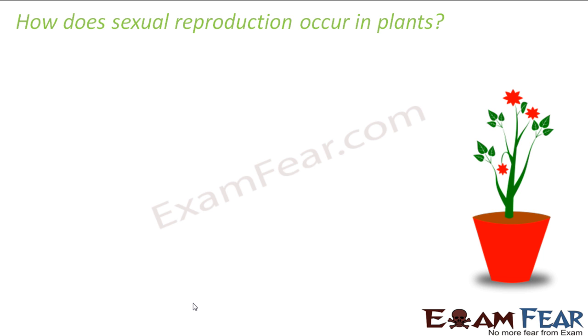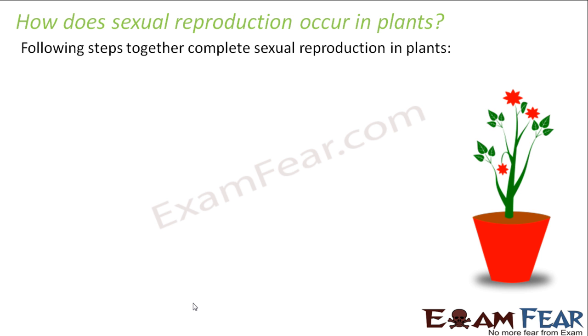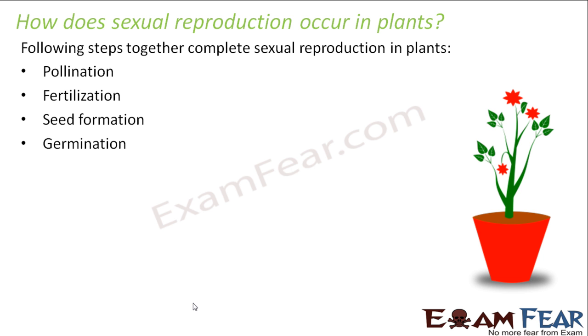So now let us try to understand how sexual reproduction occurs in plants. This process is a 4-step process. The 4 steps together will complete the process of sexual reproduction in plants. These are the 4 steps: pollination, fertilization, seed formation and germination. Let us try to understand each of these steps in detail one by one. So we will start with pollination.